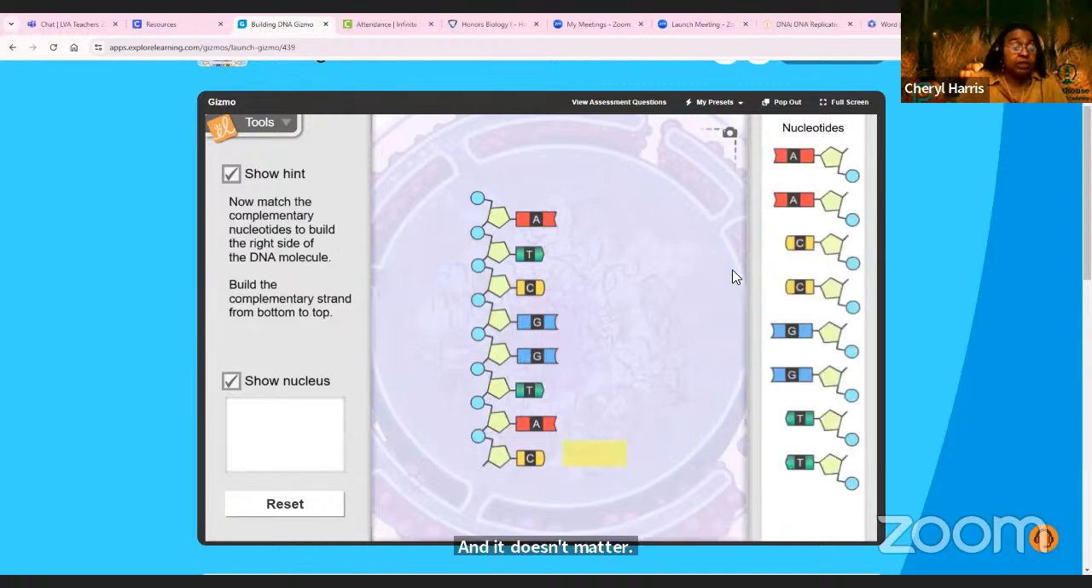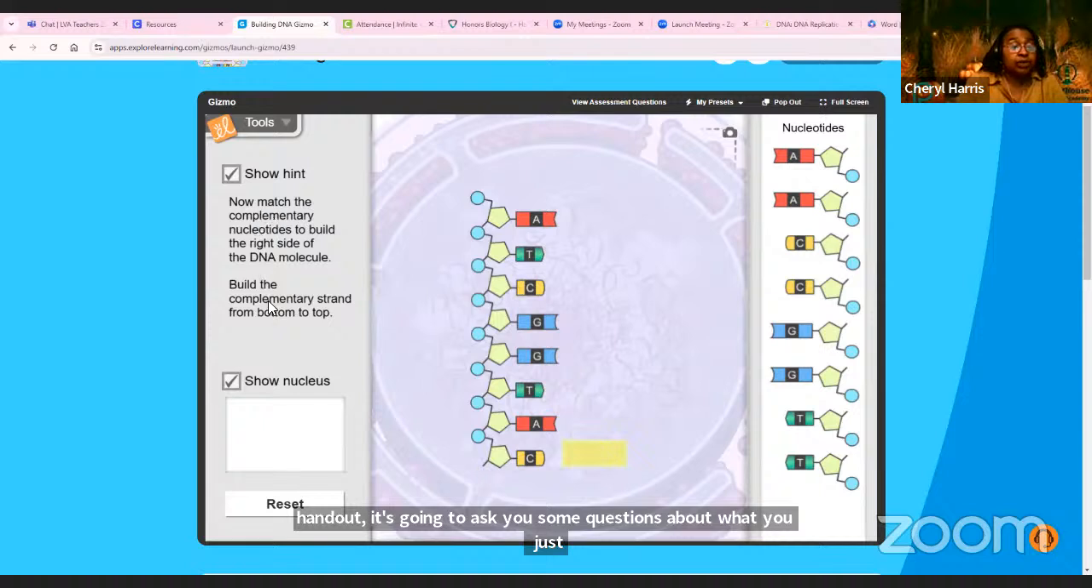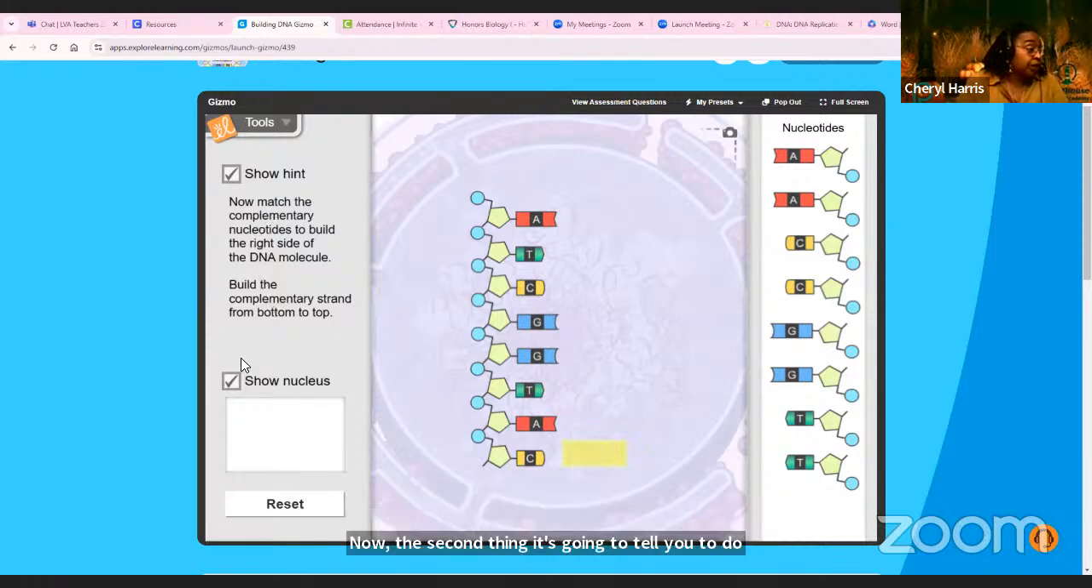All right, so that was step one. And then on the handout, it's going to ask you some questions about what you just did. Now, the second thing it's going to tell you to do is to create a complementary strand. Notice it started at the bottom. Why does it start at the bottom?